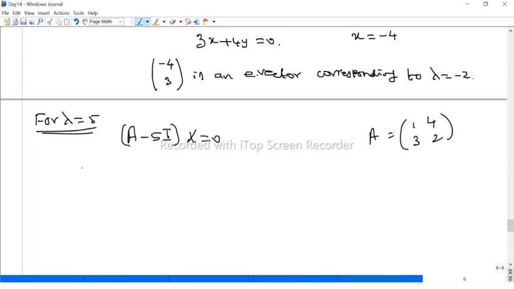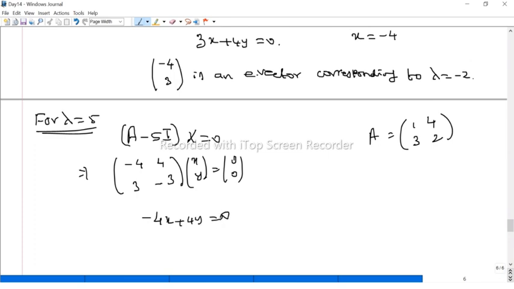Now we have to subtract 5 from the diagonal. So what will you get? Minus 4, 4, 3, minus 3, times x, which is nothing but the two variables x, y, equal to 0, 0. Now if you multiply these, you get minus 4x plus 4y equal to 0. And the second equation we get is 3x minus 3y equal to 0.